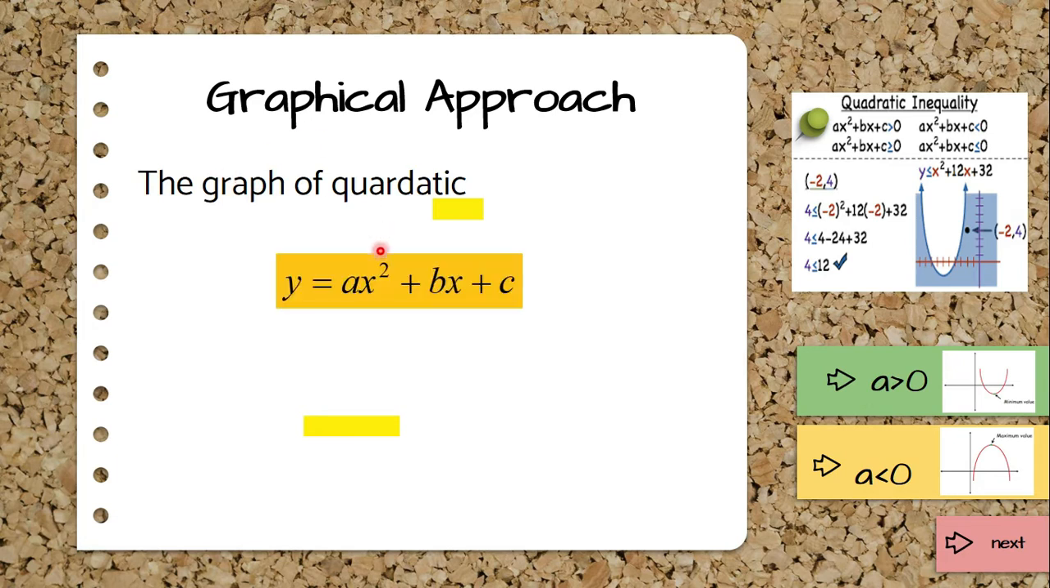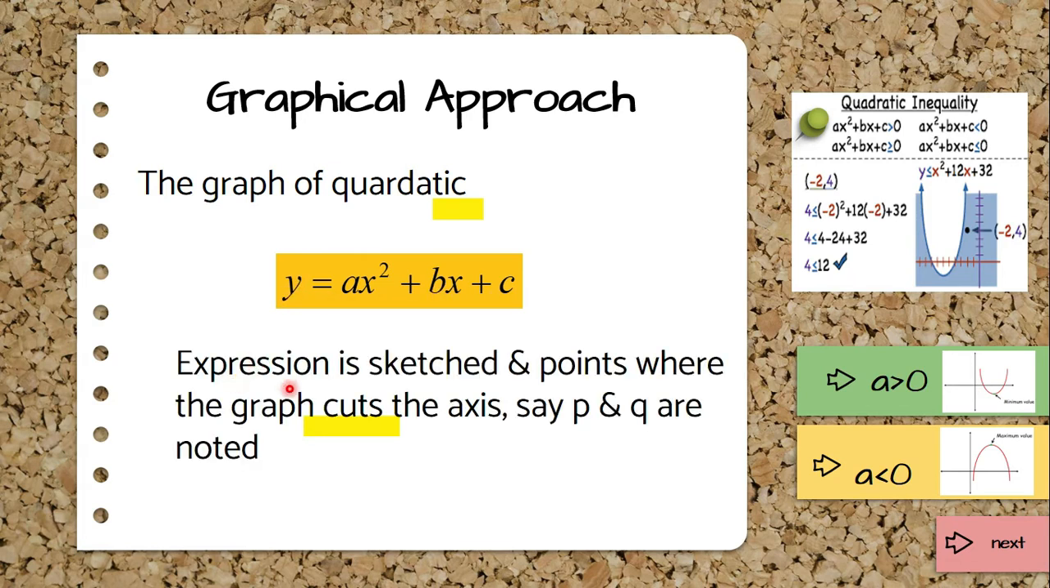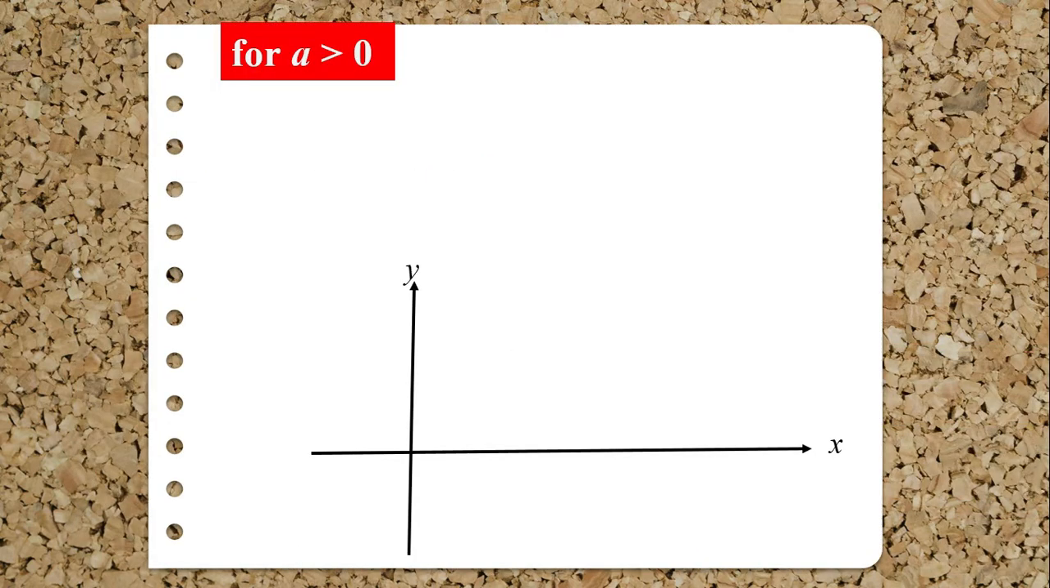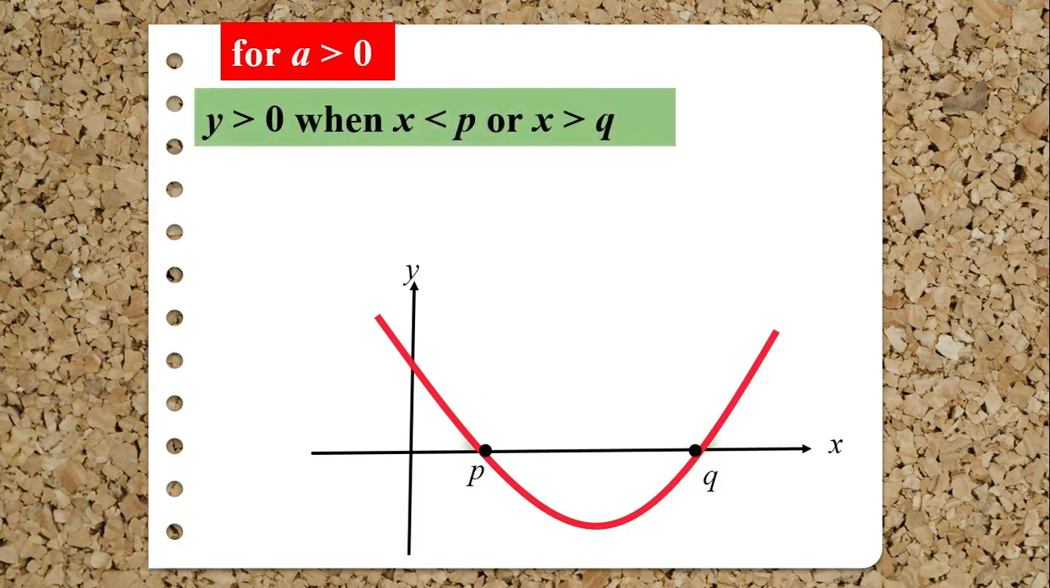The graph of the quadratic, we know that y equals ax squared plus bx plus c. The points where the graph cuts the axis, say P and Q, are noted. So P and Q are the x-intercepts. For a more than 0, this is the graph. For the sketching, this is a minimum graph where P and Q are x-intercepts. If the question needs y more than 0, your answer is x less than P or x more than Q, the locations on the graph on the left and right hand side.